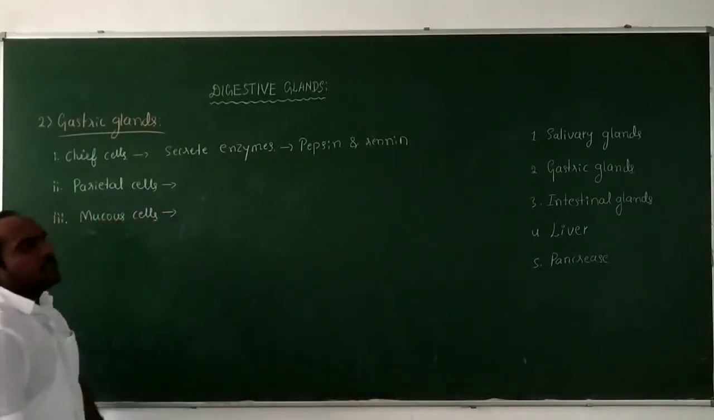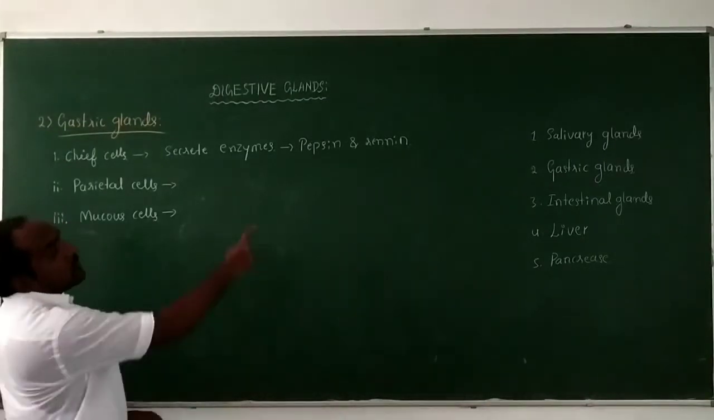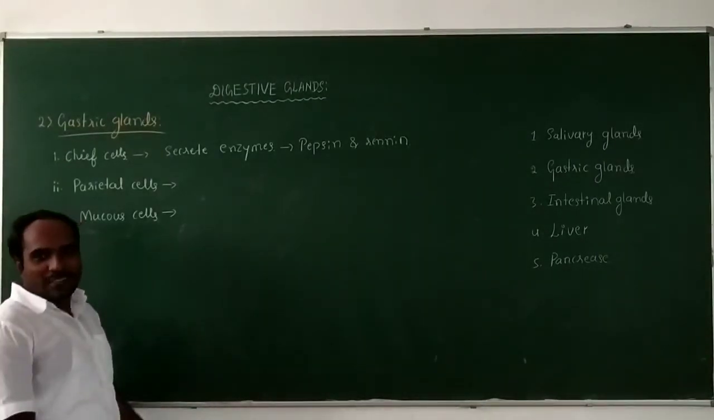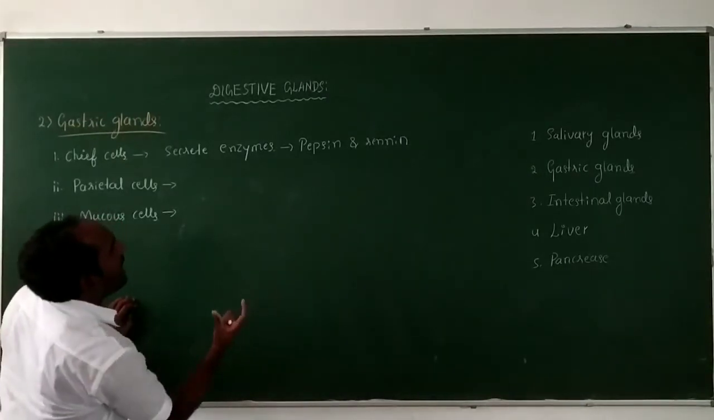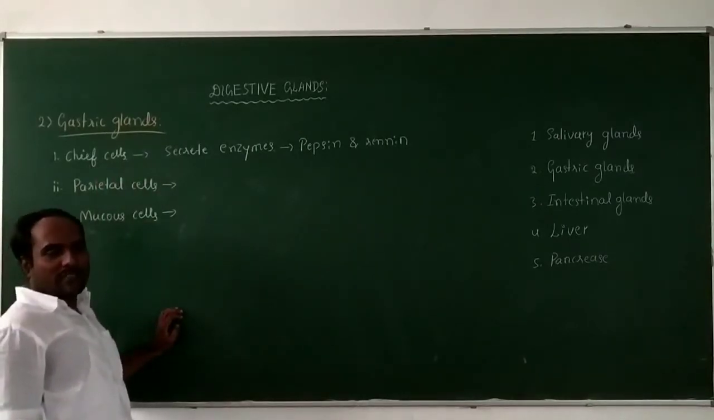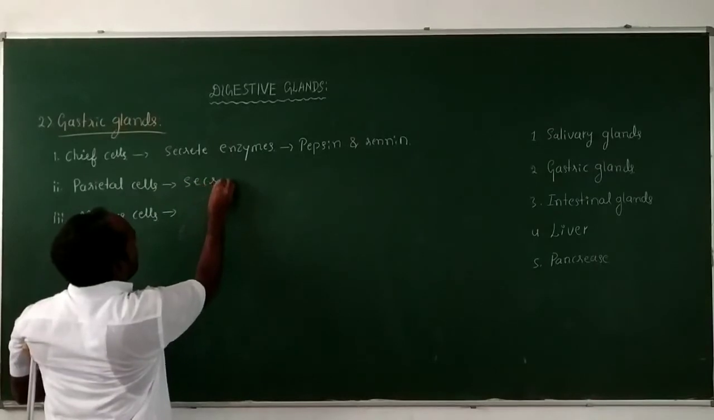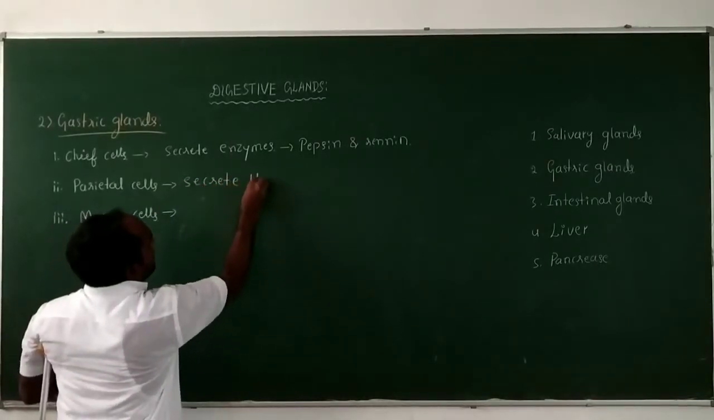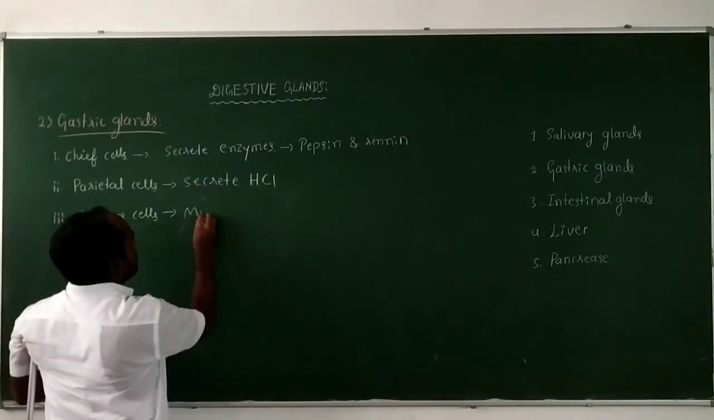These are the 2 types of enzymes, proteins, pepsin and renin, which are released by the chief cells of the gastric glands. And parietal cells secrete HCl, and mucus cells secrete mucus.